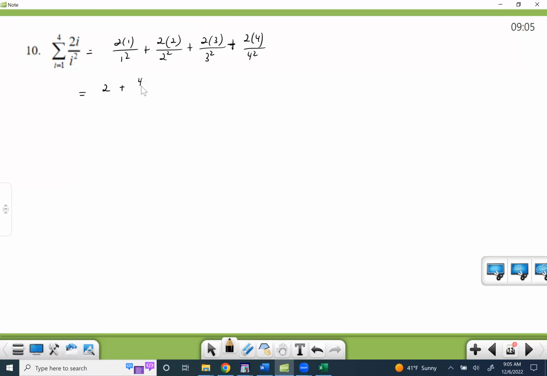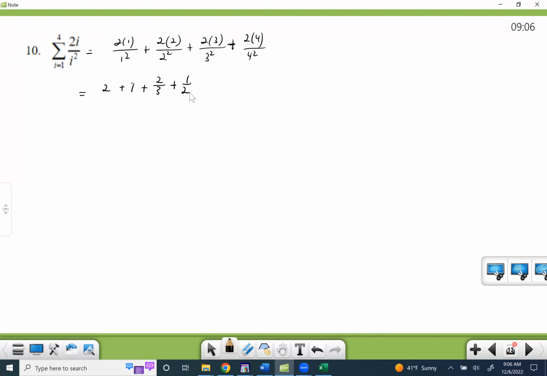2 times 2 is 4. 2 times 2 is 4. 4 over 4, I'm just going to write this as a 1. 2 times 3 is 6. 3 times 3 is 9. That reduces to 2/3. And then 2 times 4 is 8. 4 times 4 is 16. 8 over 16 reduces to a half.